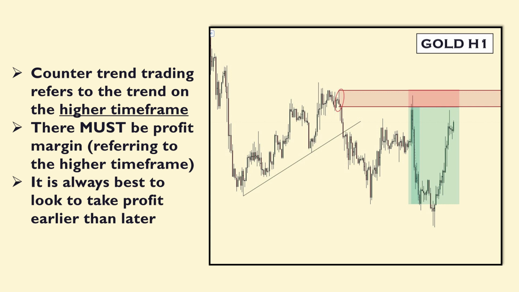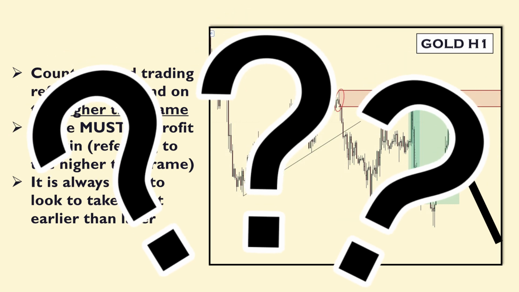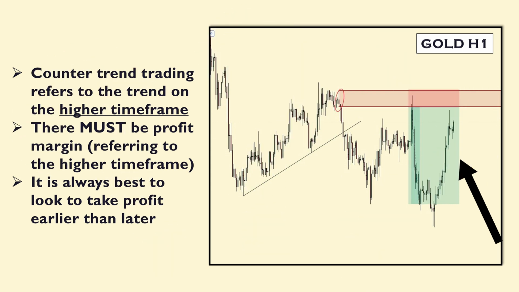And it is also always best to look to take profit earlier than later. As you can see in this trade, we push right back to the original supply zone entry again. And why do you think that is? Well, because remember, the trend is up on the higher time frame. We are basically expecting price to continue to go up according to that higher time frame. It doesn't mean we can't take trades like this trade here on gold, but just to show you here that it was best to look to take profit even earlier than the 5-to-1.